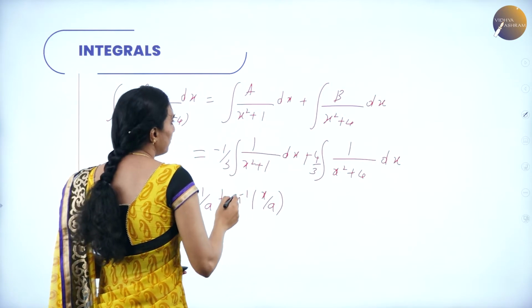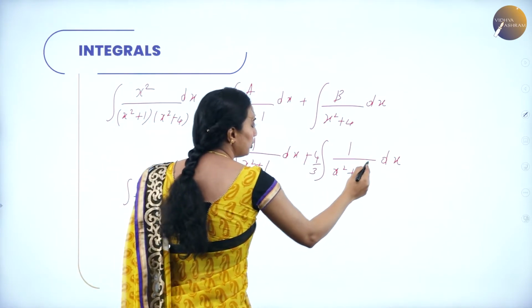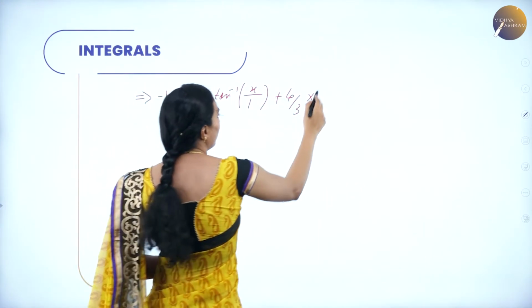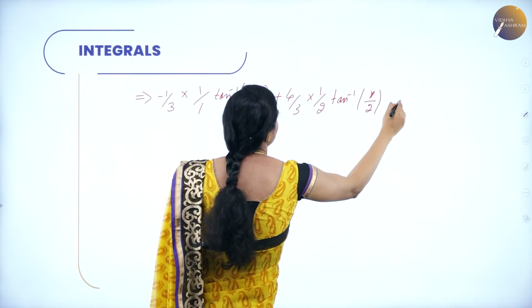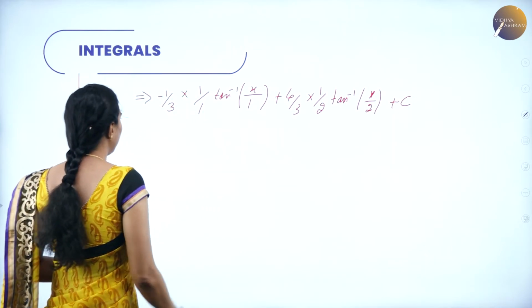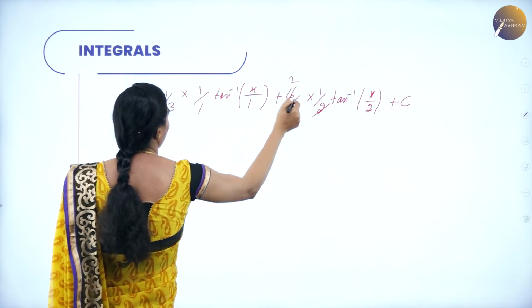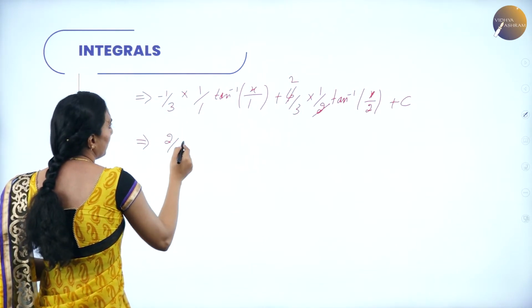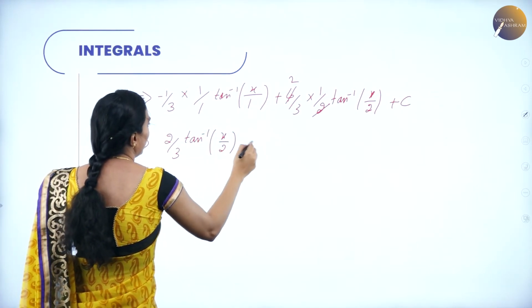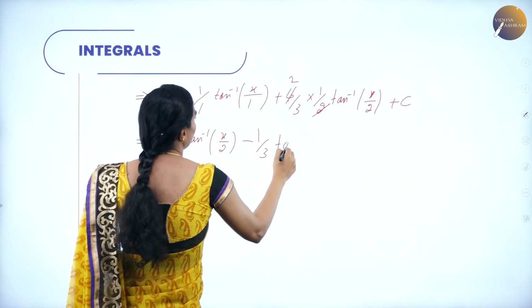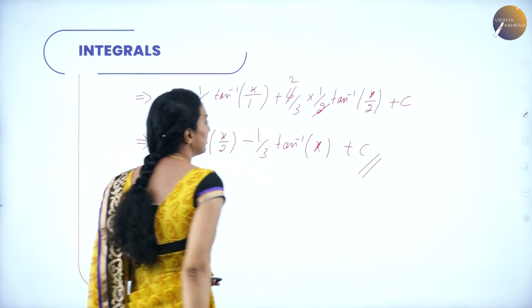Again you have plus 4 by 3 into 1 by a. A replaces 2 squared, which is 2. So 1 by 2 into tan inverse of x by 2 plus c. This is your answer if you multiply. First writing the positive term: 2 ones are 2, 2 twos are 4, so you have 2 by 3 into tan inverse of x by 2, minus 1 by 3 into tan inverse of x, plus c. And this is your final answer.